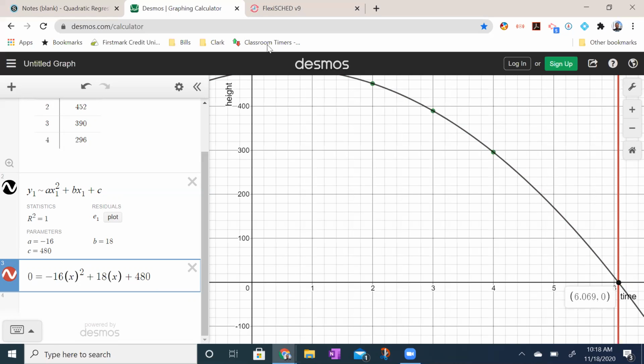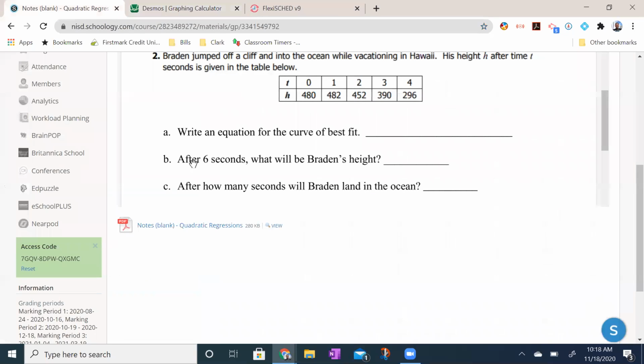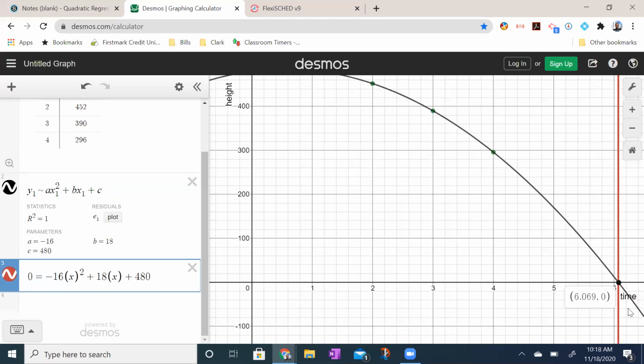It's from the notes. So it's like part B. So after 6 seconds, okay, remember seconds is our x, so we don't have a 6 on our table. So the whole point of doing these regressions is that we can make predictions. So after 6 seconds, we found out that he'd be about 12 feet above the water. And then we can ask, how long will it take him to hit the water? Well, his height will be 0 at that point, so we make y 0, and then we can figure out through the intersection that it's going to be at 6.069.